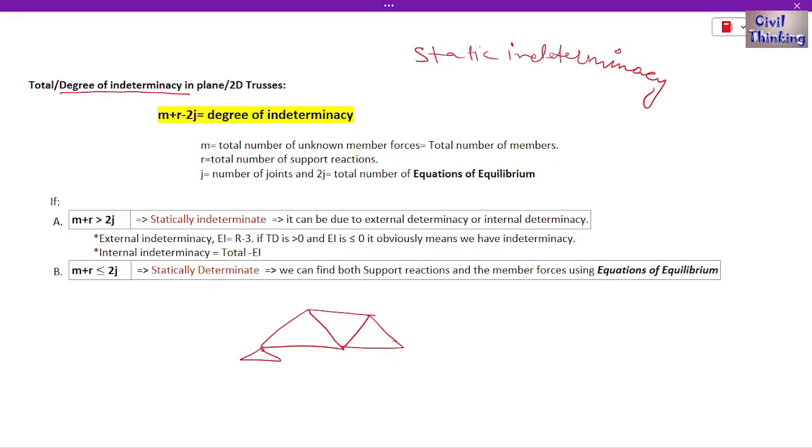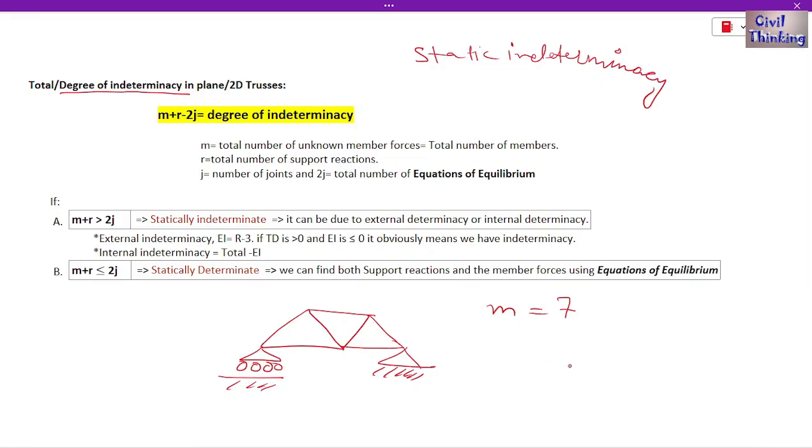Let us say this is a roller here. Let us say this is a pin here. Perfect. Now we have a truss here. How many members do we have? These straight bars, we call them members. So 1, 2, 3, 4, 5, 6, 7. Let m be the total number of members.